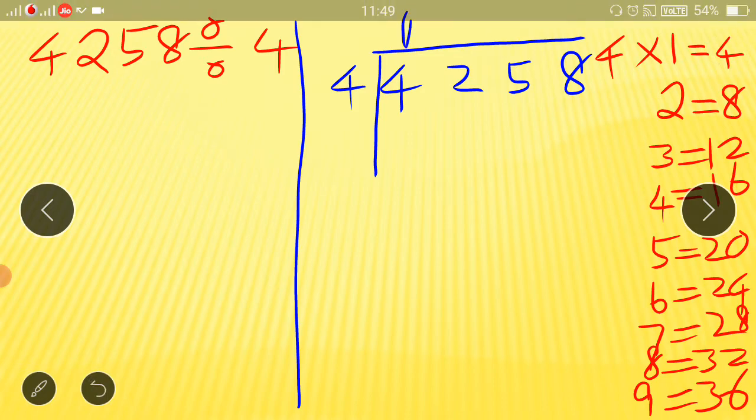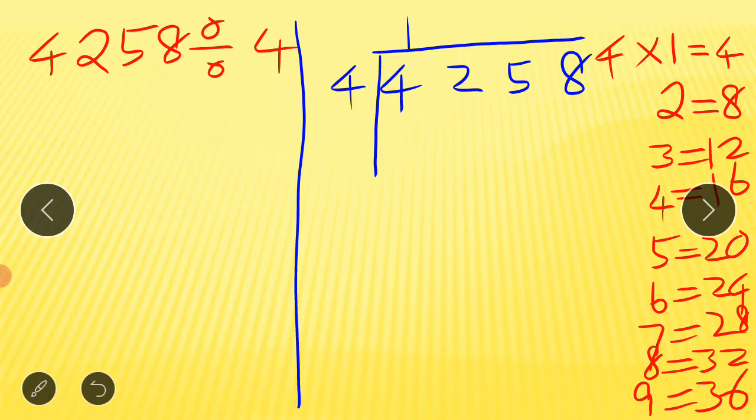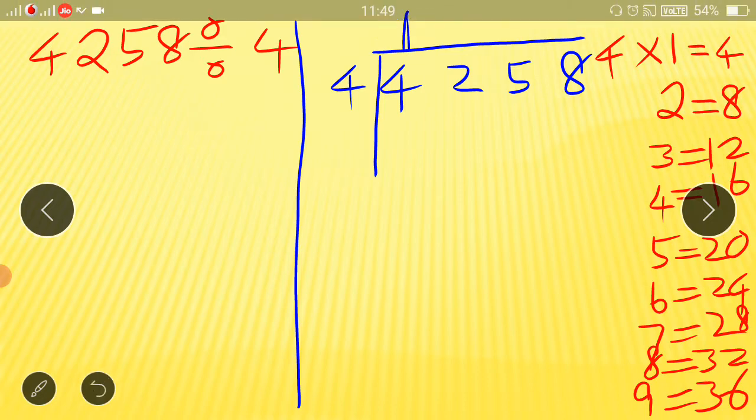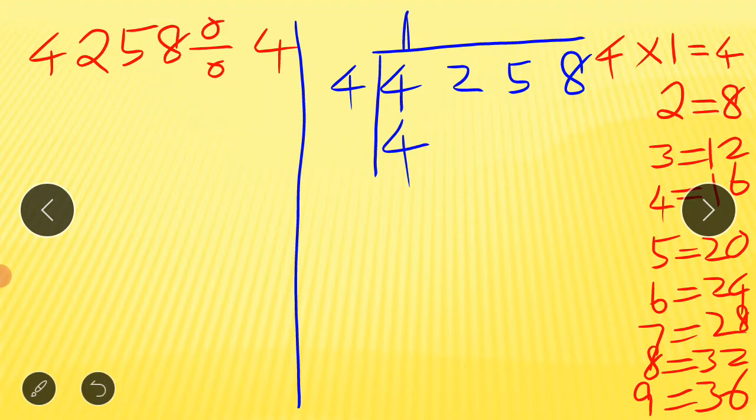So let's write the times, 1 time, in the quotient row. This is the quotient, the answer row. So 1. Now after writing the times, the product is to be written down, because we checked 4 only, we have taken the 4. So under the number only we have to write the product.